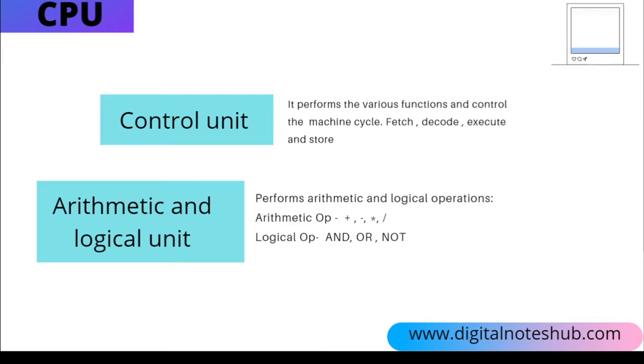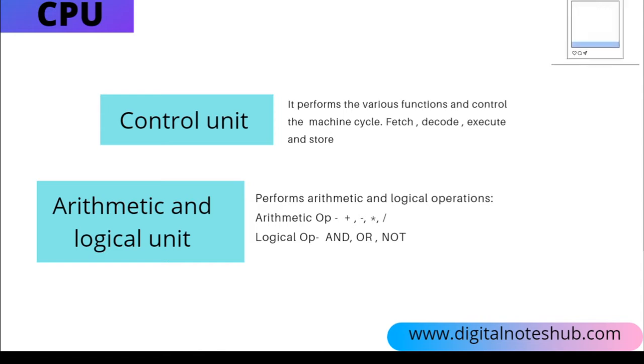So there are two parts of a CPU. First, control unit and arithmetic and logic unit. Control unit controls the machine cycle of a computer, and the machine cycle consists of four functions. Let's discuss the four functions of a machine cycle: fetch, decode, execute, and store. Fetch means getting an instruction from the main memory, and decode, after fetching the instruction, the control unit translates it into computer commands.